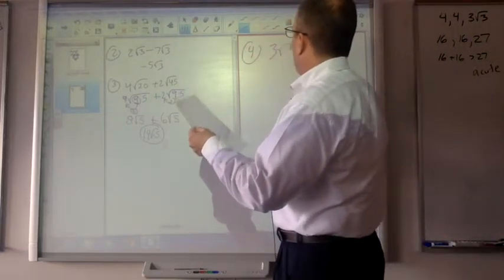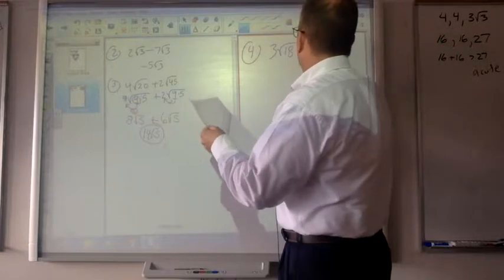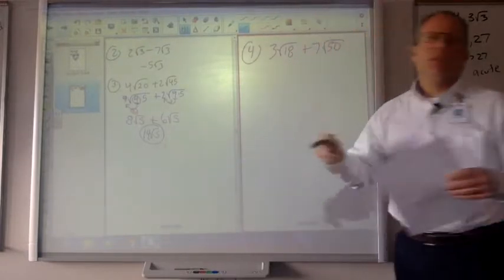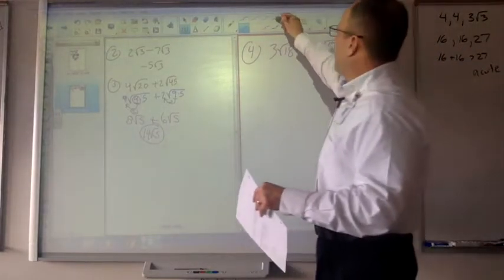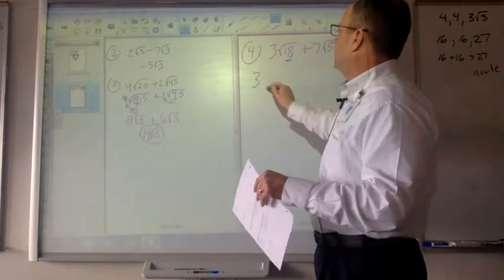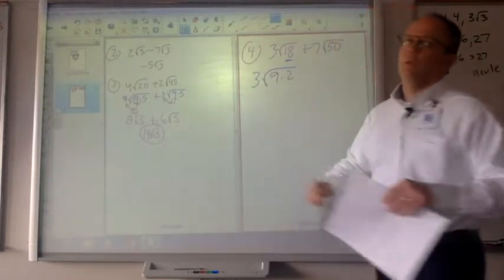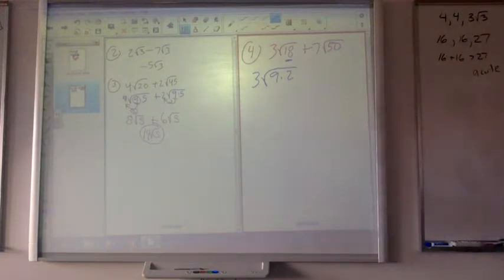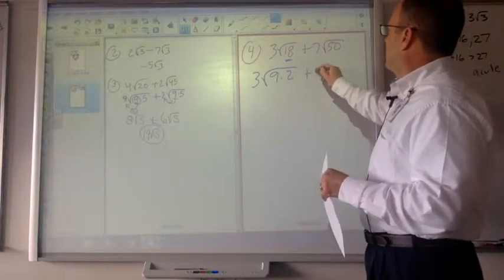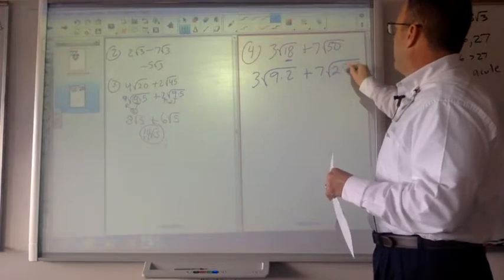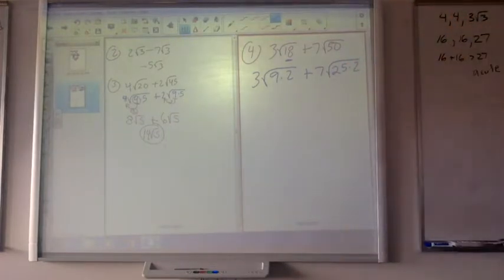We have 3 square root 18 plus 7 square root 50. I cannot add these together as they sit because I have two different radicals. Does that information make sense? So I think I could probably start breaking 18 up. I'm going to break 18 to 9 times 2. The reason I'm using 9 and 2 is 9 is the largest perfect square that goes into 18. If I chose 3 and 6, neither of those are perfect squares. And then 50, the largest perfect square that goes into 50 is 25. So I get 25 times 2. Does that make sense?